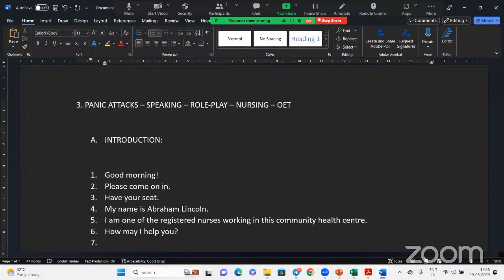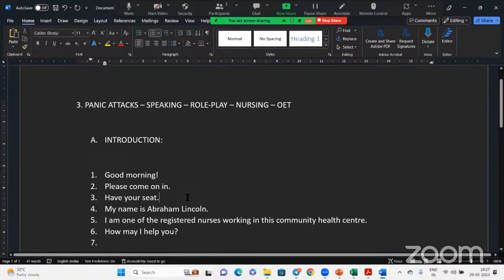So these are some sentences. How you are going to use them is very important. Good morning. Please come on in. Have your seat. This is good manners. So we can connect to this as good manners. Then this is personal introduction.